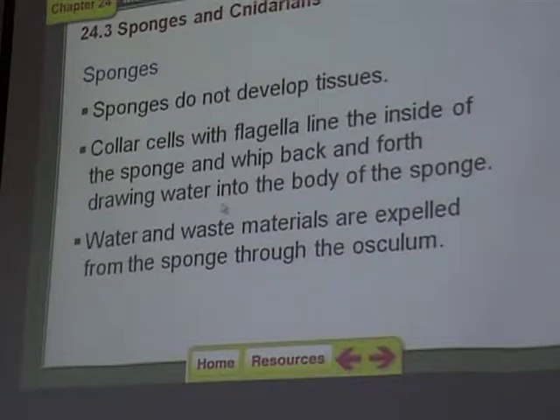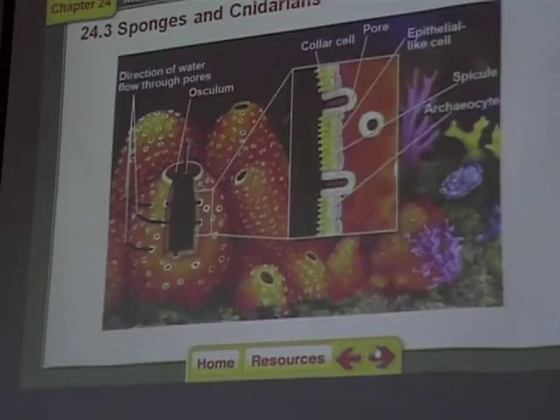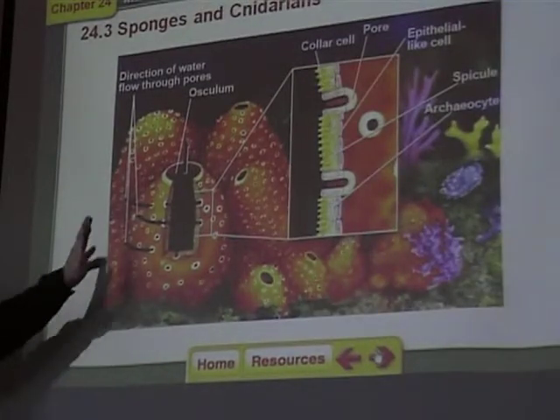So what are the types of cells? There are cells called collar cells. They have flagella that line the inside of the sponge and whip back and forth, throwing water into the body. I'll show you these. Water and waste materials are expelled from the sponge through the osculum. Let's look at a sponge. Here is a sponge.